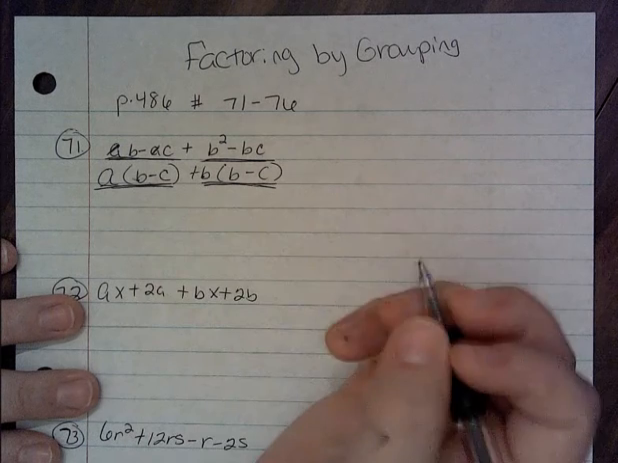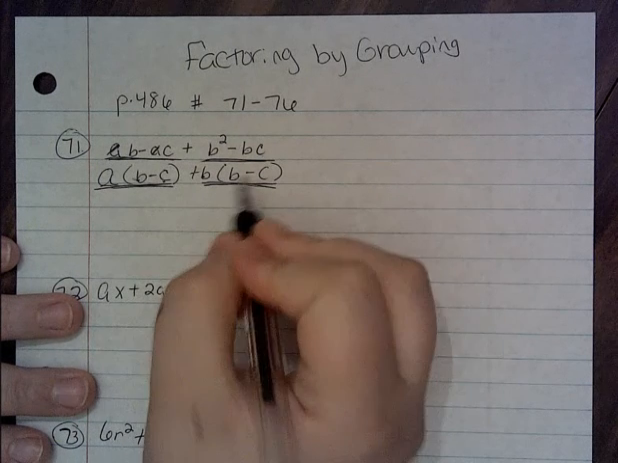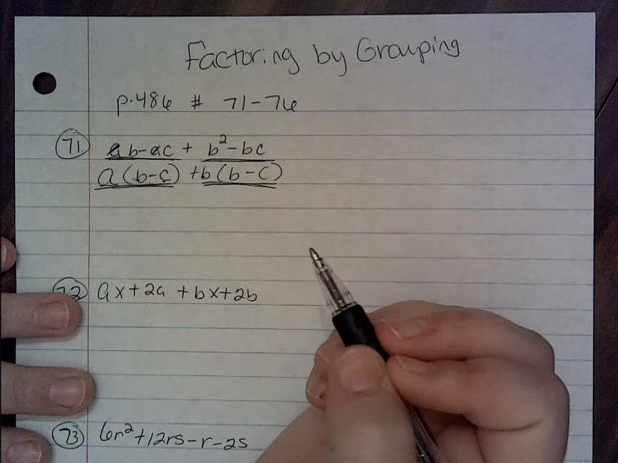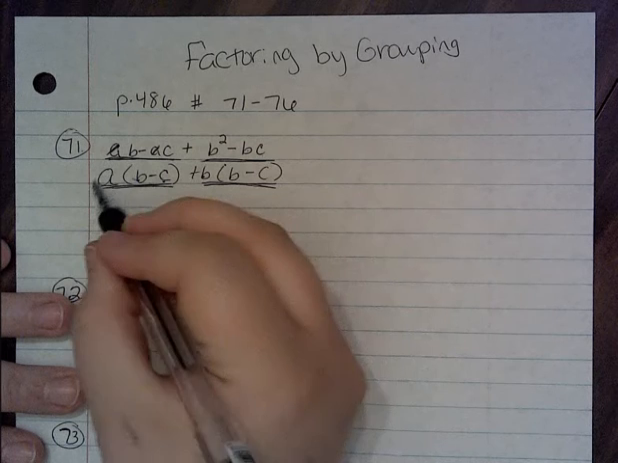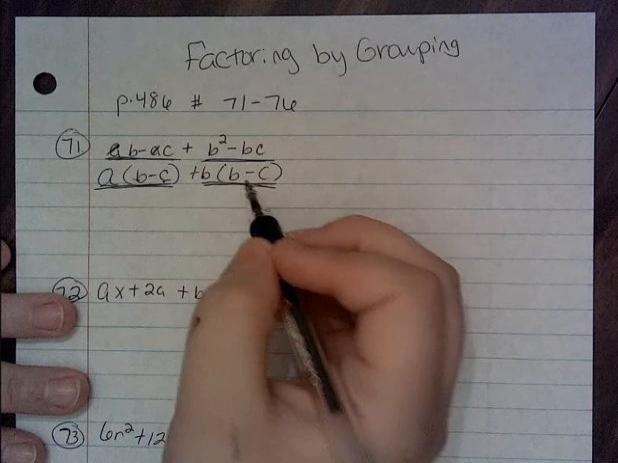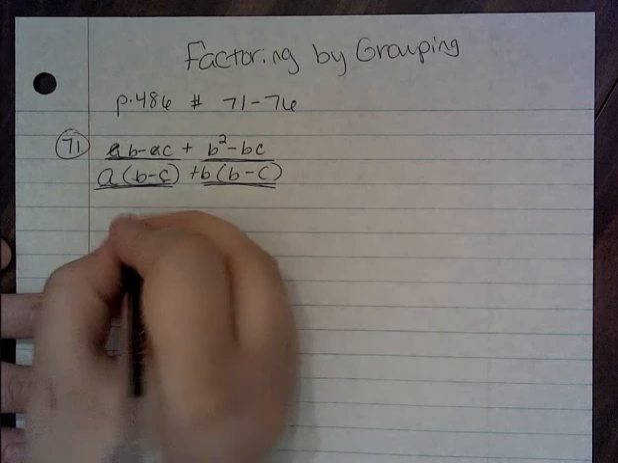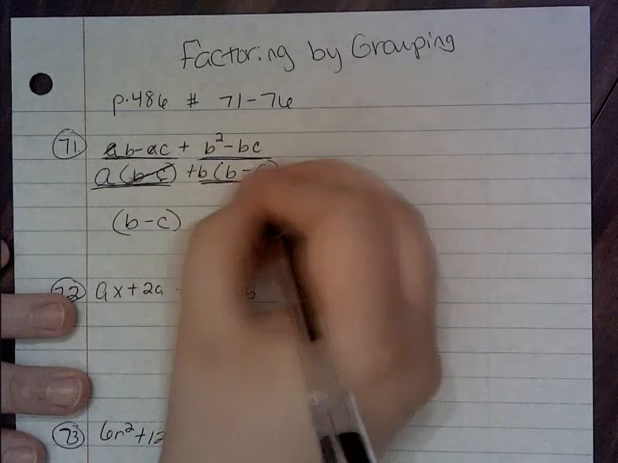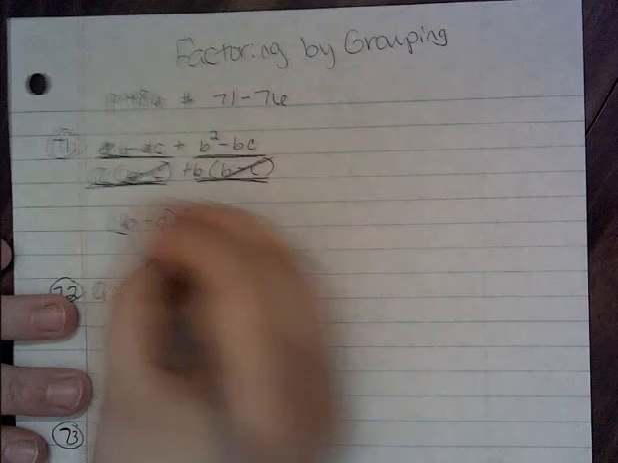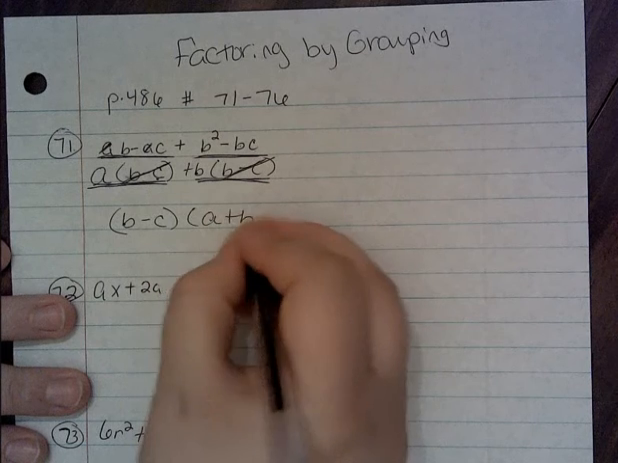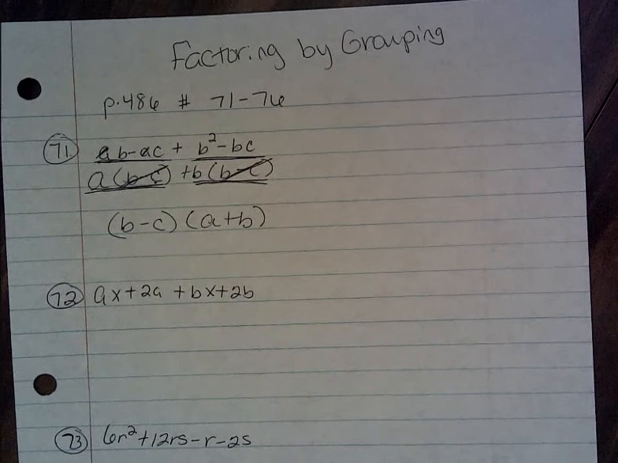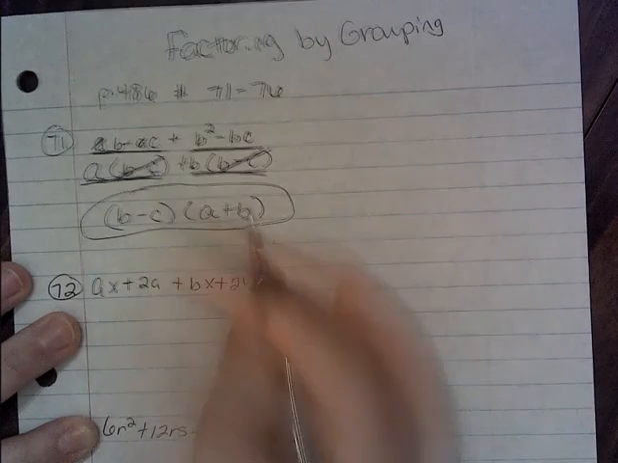Okay? Now this is your checkpoint. If you have the same thing inside both sets of parentheses, you've done everything right so far. Good job. So look, and what do each of these underlined parts have in common? You should say they both have a B minus C in common. So when you take that B minus C away, you're left with A plus B. And if you're wondering if the parentheses make a difference, yes, you must have those parentheses in there. So this is my final answer.